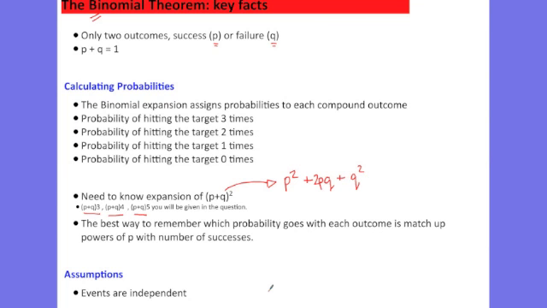The best way to remember which probability goes with each outcome is to match up the powers of P with the number of successes. We're having a look at how one of these works in one moment. The key assumption is that events are independent. The probability of one event is not affected by the probability of the other event.